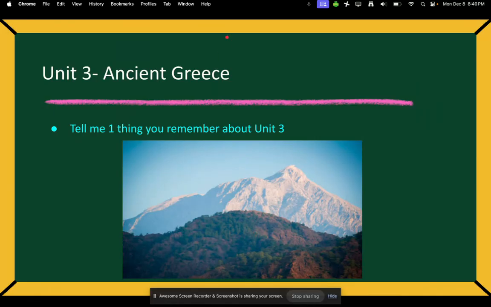Then we go on to Unit 3, which was ancient Greece. So tell me one thing you remember about Unit 3.